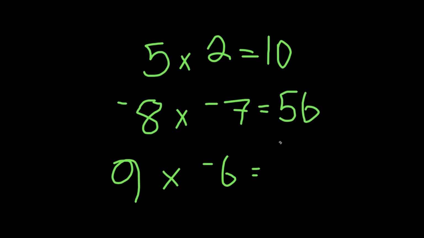9 times negative 6. This is a positive times a negative, so that means our answer will be negative. 9 times negative 6, so we will get the answer negative 54. So that was our practice problems.